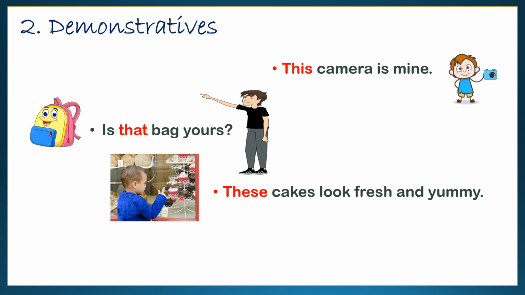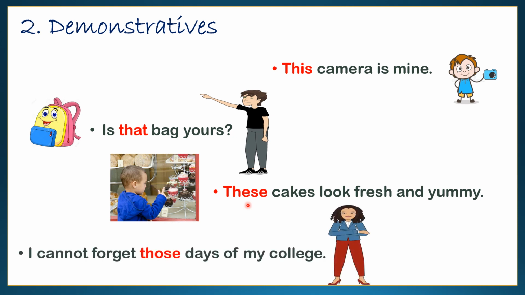Next example, these cakes look fresh and yummy. If we look at the picture here, the kid is standing near the window and looking at these cakes which are fresh and yummy. So obviously these are close by, and hence we use the determiner these.